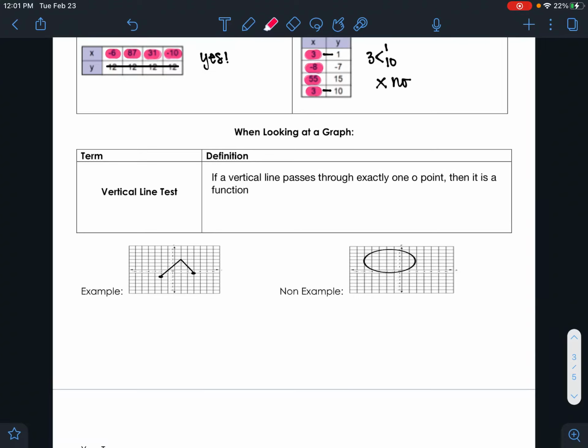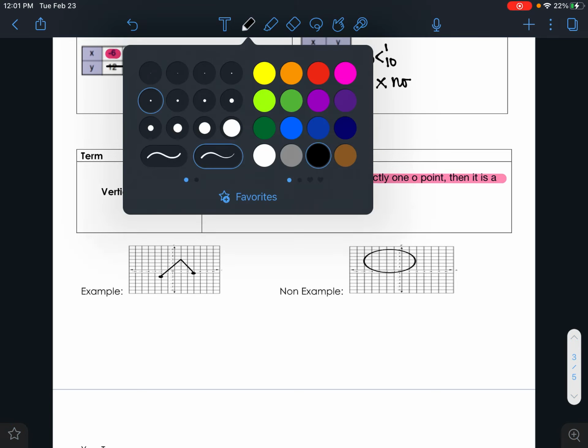Okay, our last big idea here, guys. All right, so to determine if a relation is a function when looking at a graph, you're going to use something called the vertical line test. And it says if a vertical line passes through exactly one point, then it is a function. And it's as simple as that. All right, so let me explain.